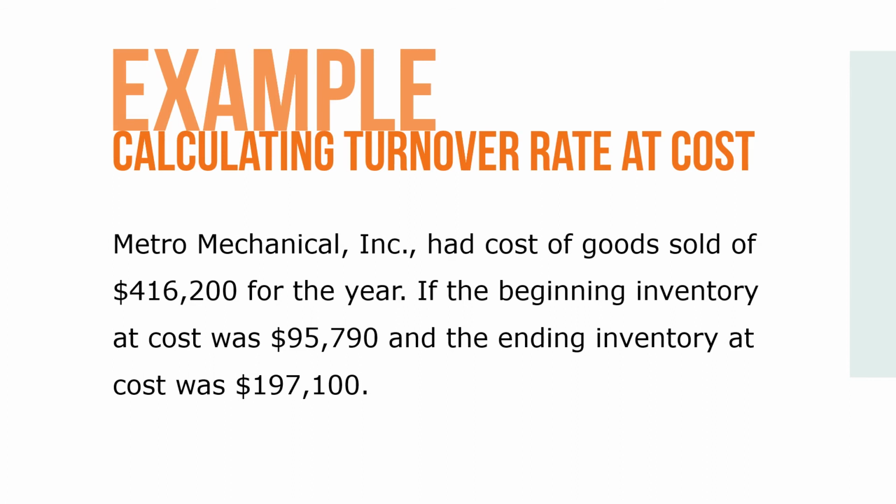Here's an example. Metro Mechanical Incorporated had cost of goods sold of $416,200 for the year. If the beginning inventory at cost was $95,790 and the ending inventory at cost was $197,100, find the average inventory at cost and the inventory turnover at cost, rounded to the nearest tenth.